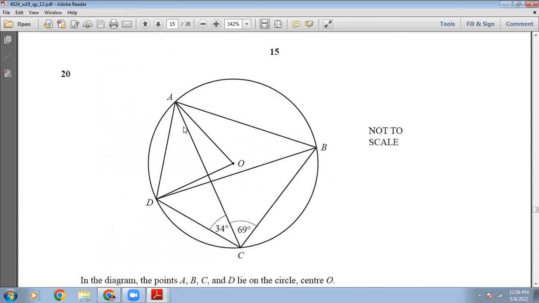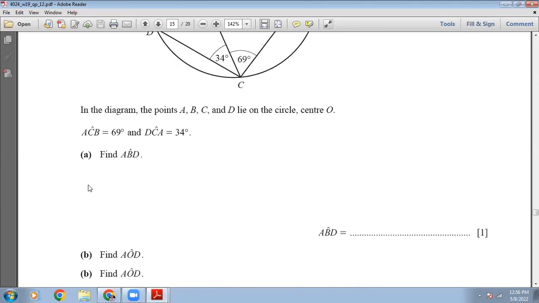AOD is the angle subtended by this chord AD at the center. You know the angle subtended by this chord AD at the circumference is 34. So the angle subtended at the center will be 2 times the angle at the circumference. So it will be 2 multiplied by 34. It will be 68, I think. And so for the angle AOD, the reason you will write is that the angle at the center is equal to 2 times the angle at the circumference.